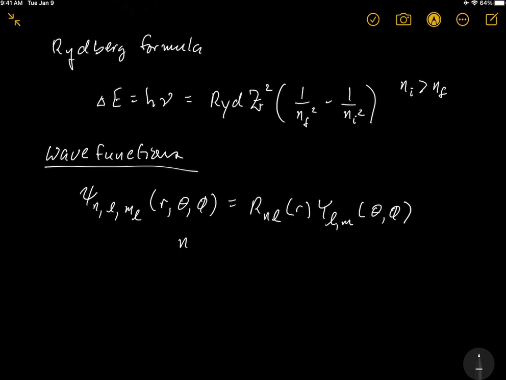And the quantum numbers are the principal quantum number n, that starts at 1. So those are all the possible values for n. And then the L quantum number, its minimum value is 0, and it goes up to n minus 1.